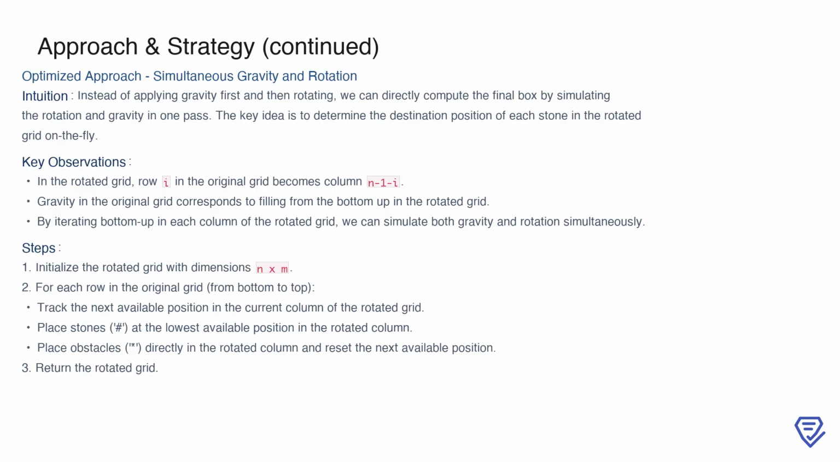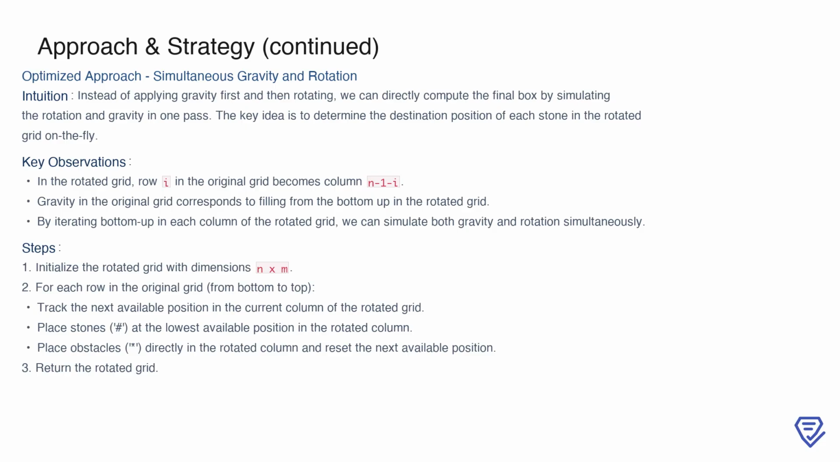The main observation here is that in the rotated grid, a row from the original grid becomes a column, and gravity in the original grid corresponds to filling from the bottom of that column upwards. By iterating through the original grid bottom to top and simultaneously updating the rotated grid column by column, we can simulate both gravity and rotation at the same time.